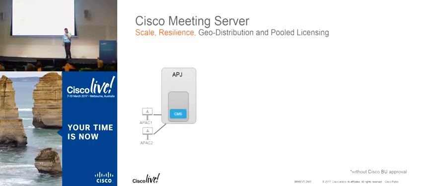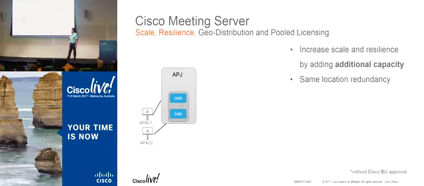So to start off with, for scale, here we have a server in the APJ region with a couple of endpoints connected to it. To add additional scale and local resilience, and same location redundancy, all we need to do is add another server and cluster them together. I'll go through how the clustering works in a moment. But that's all we need to do, just add another server. The licensing is shared or pooled across the two platforms, so really that just adds additional capacity.